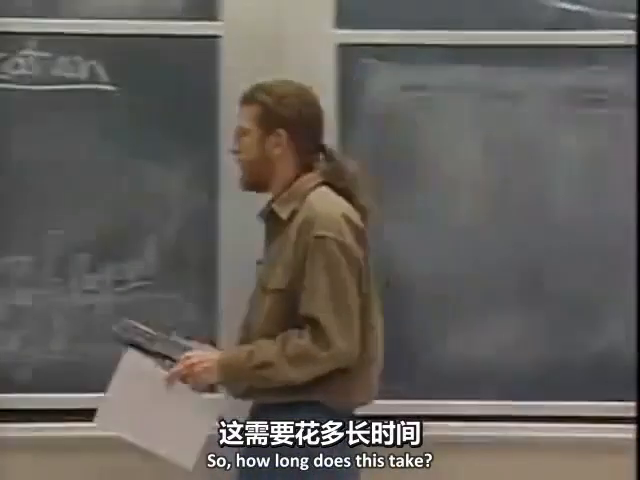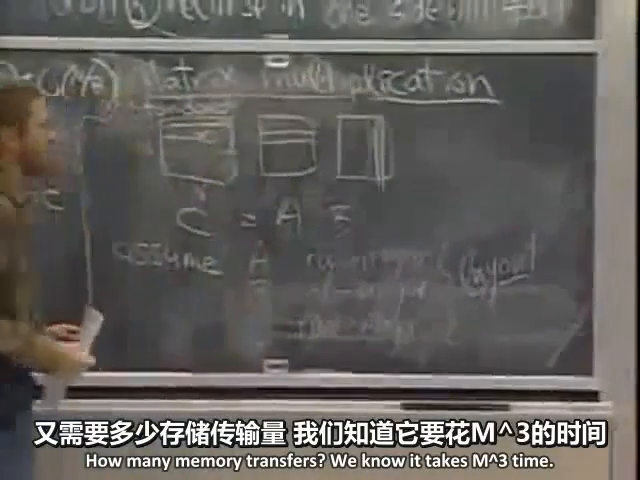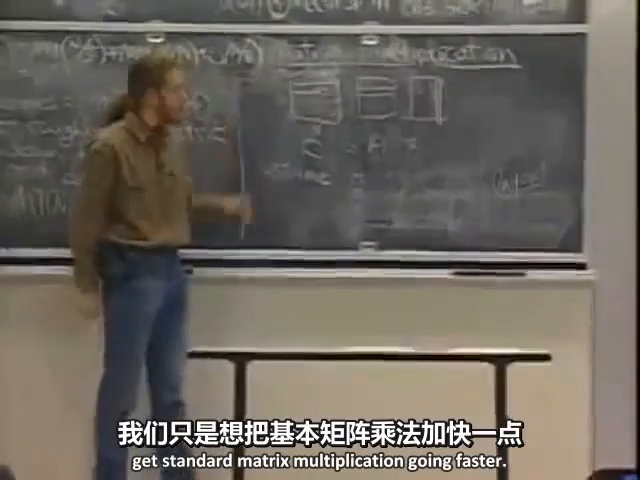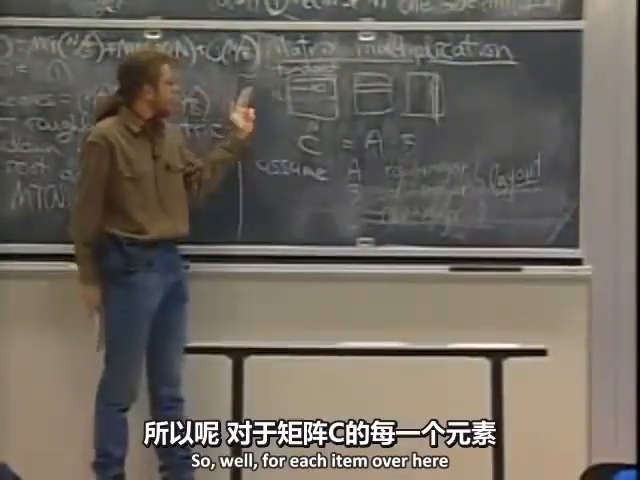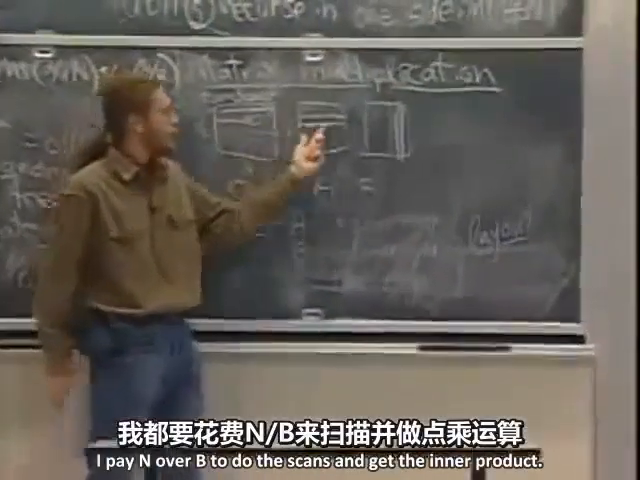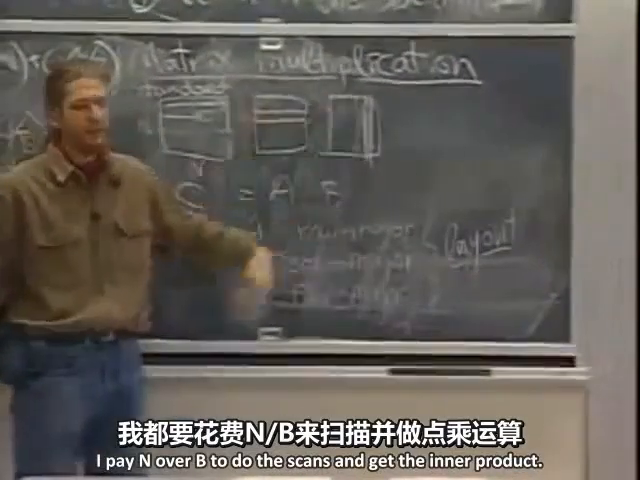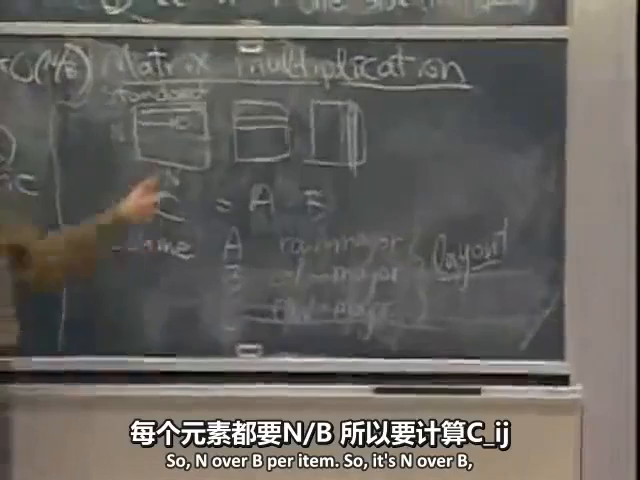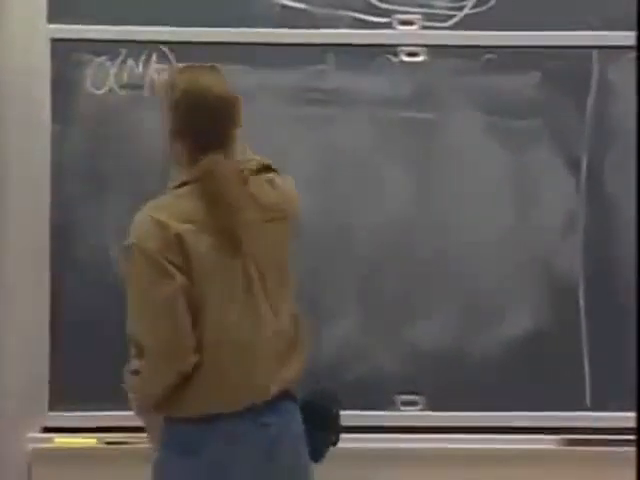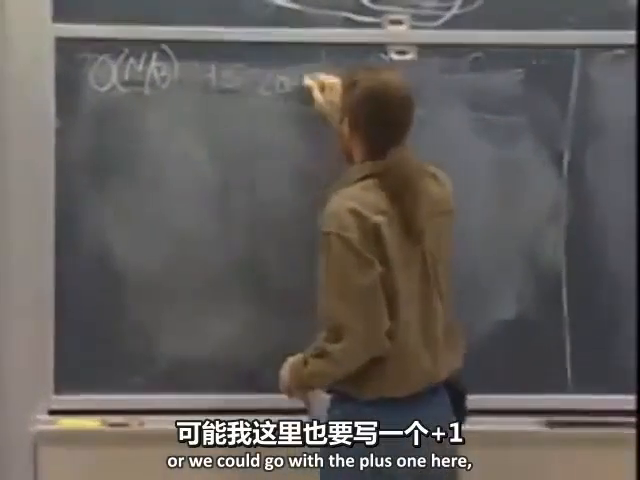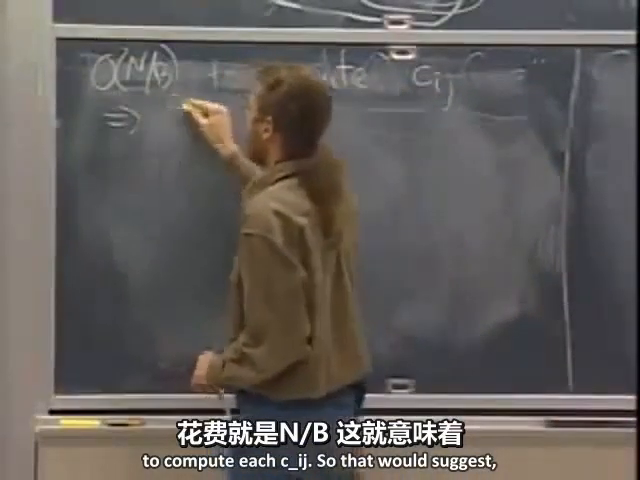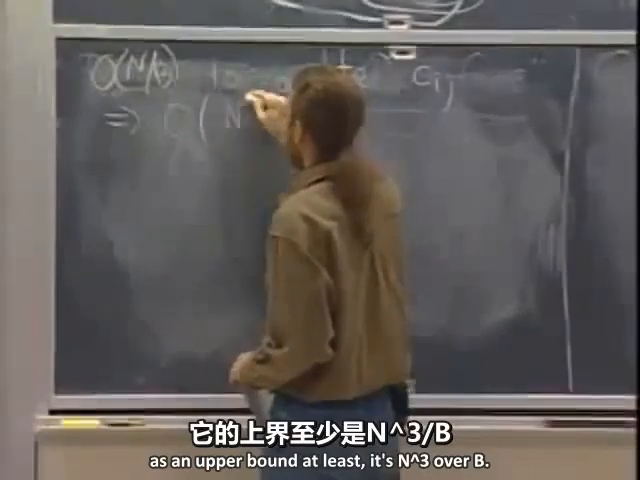So, how long does this take? How many memory transfers? We know it takes n cubed time. I'm not going to try and beat n cubed here. Just going to try to get standard matrix multiplication going faster. Well, for each item over here, I pay n over B to do the scans and get the inner product. So n over B per item. I'll ignore the +1 here. To compute each Cij, so that would suggest, as an upper bound at least, it's n cubed over B.